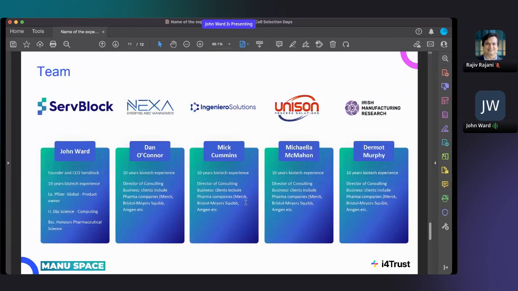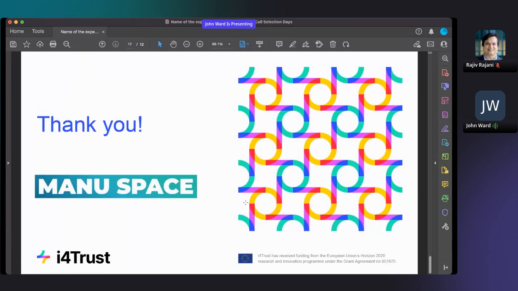Our team has quite a long track record within the industry. I myself have 10 years working within biotech, and most recently on Pfizer's Global Smart Factory team. Dan is a veteran of the industry, including working at a lot of the top pharma companies. And then we have Mick, Michaela, and Dermot who fill out the consortium. Sorry, this is an old presentation. You can see everyone has been copied across there. Thank you. That is the ManuSpace experiment, and we're trying to unlock the value of contract manufacturing data by sharing it between consortium partners.